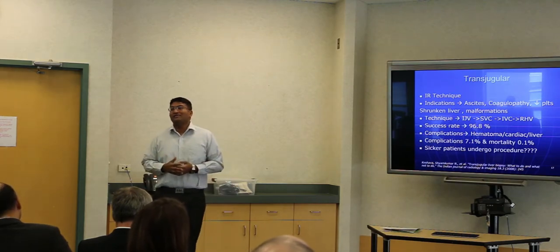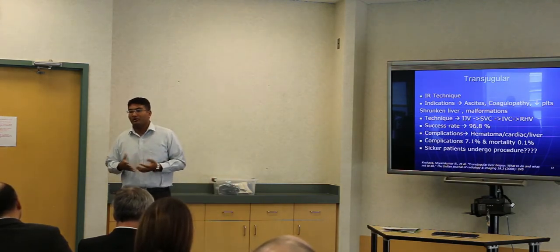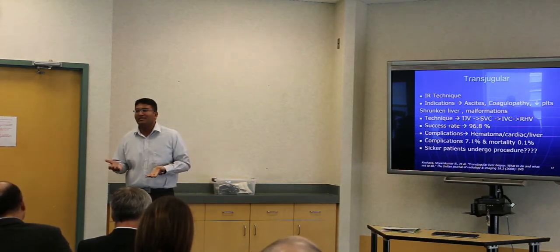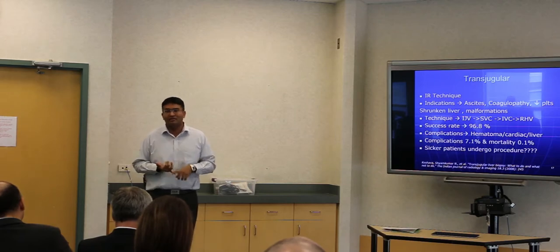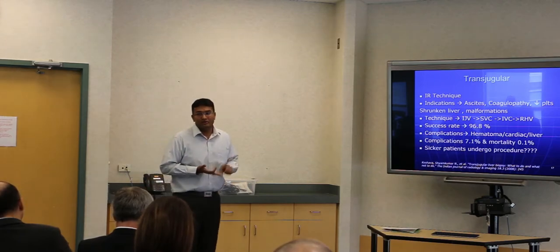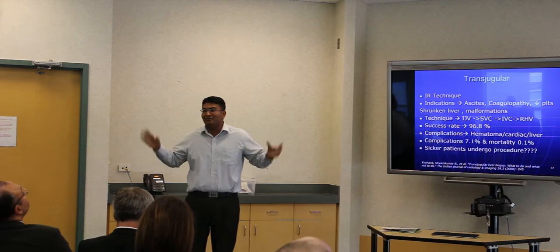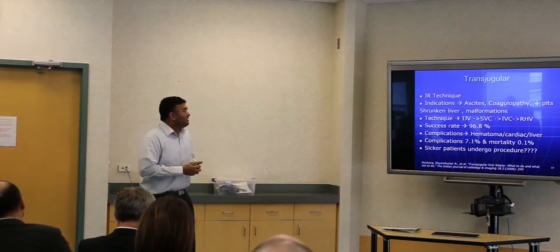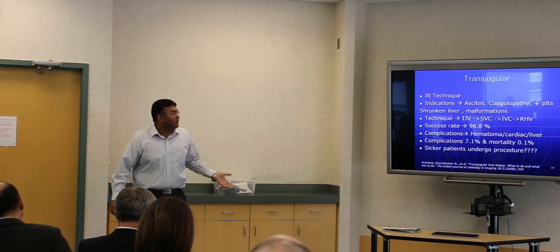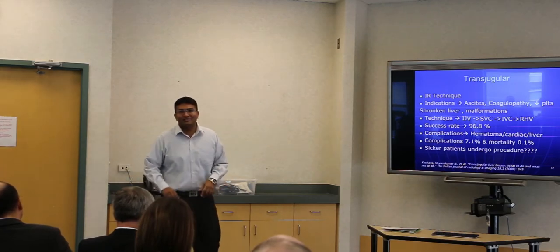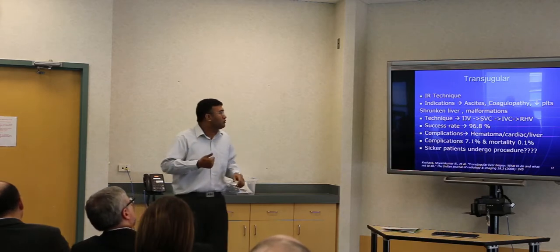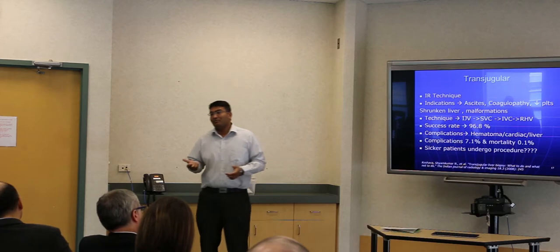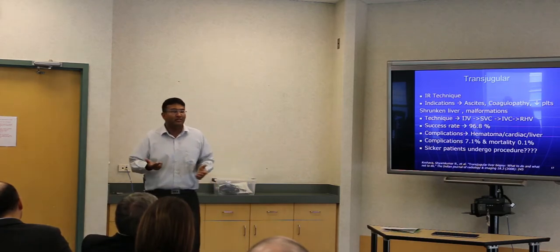The indications would be that this is done in sicker patients who are not suitable for percutaneous liver biopsies. That would be patients who have coagulopathies, ascites, reduced platelets, not the ideal candidates, not the OPD patients we will see for a liver biopsy. The other indications would be shrunken liver and malformations. I spoke to you about the techniques, through your internal jugular veins, through the inferior vena cava, and right hepatic vein. The success rate is approximately 96 to 98% in various studies.